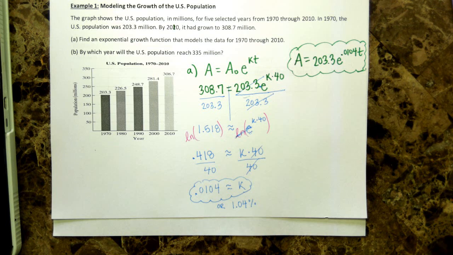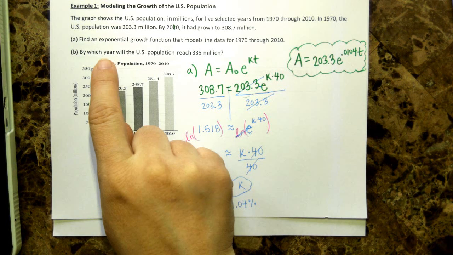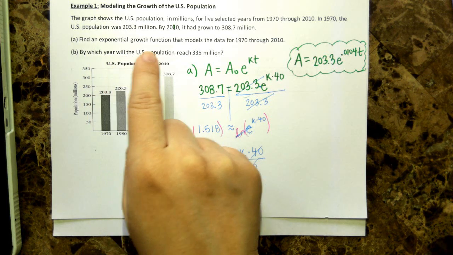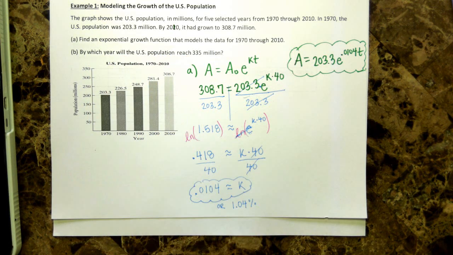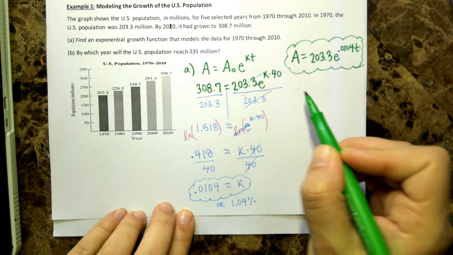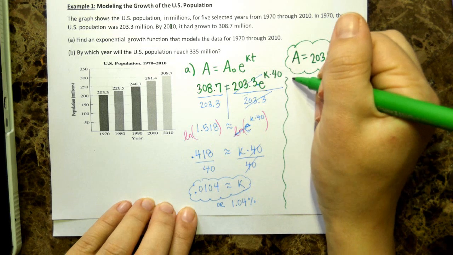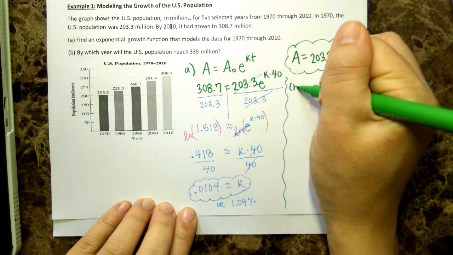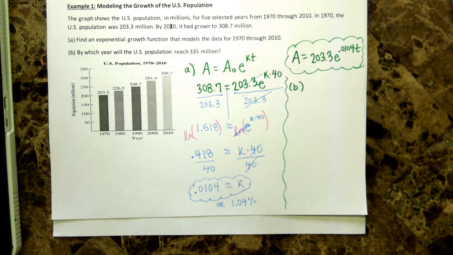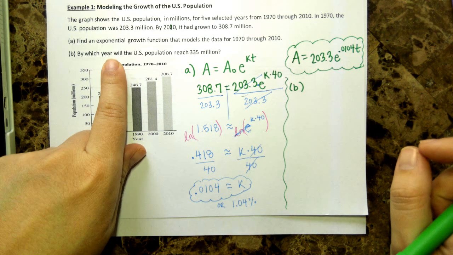Okay. All right, so we know the function, and then part B says, by which year will the U.S. population reach 335 million? Okay, so I didn't leave too much space for this. Let me go ahead and make a space for it. Go ahead and write it right here. All right, this will be part B.